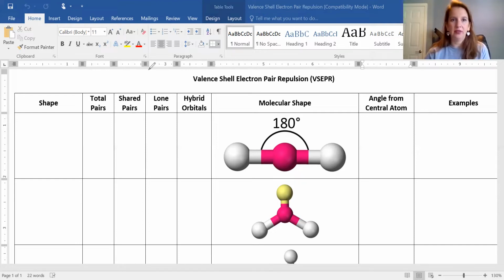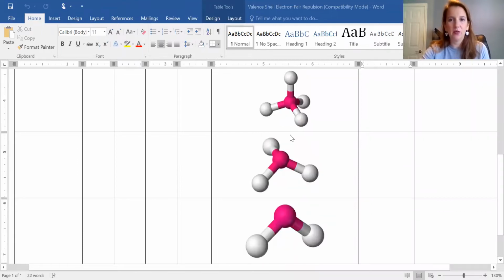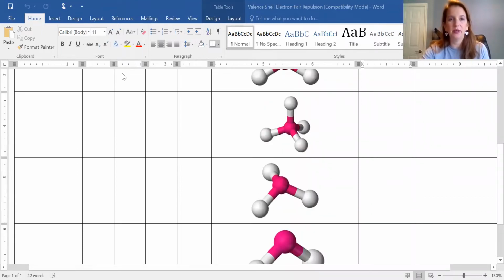Next one we have, as you can see in the picture here, we have 4 things, 1, 2, 3, 4 bonded to it. This one is called tetrahedral.